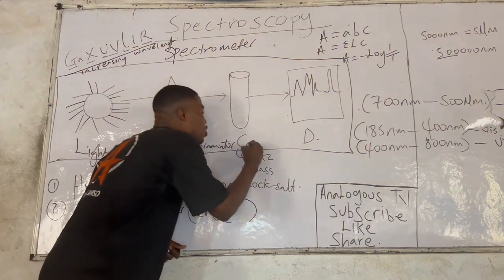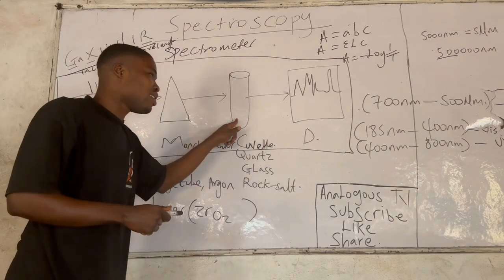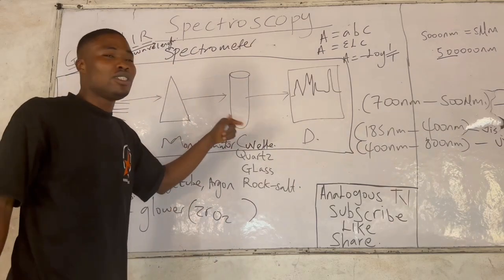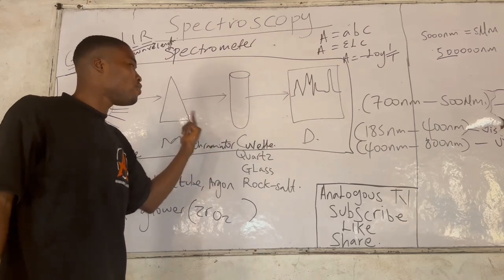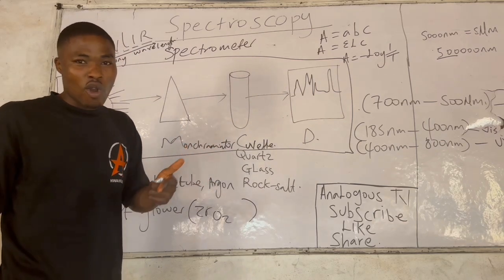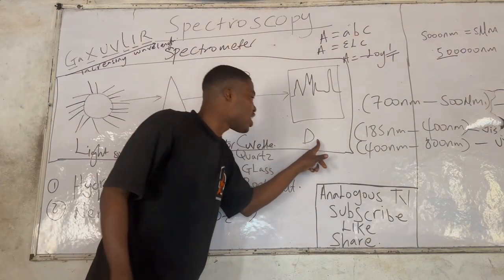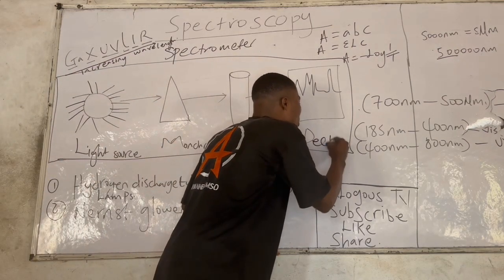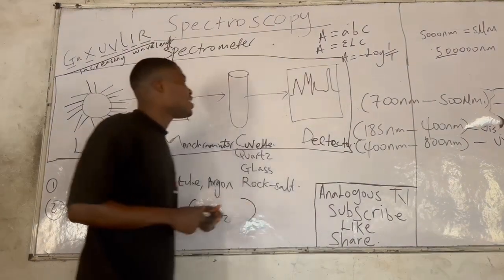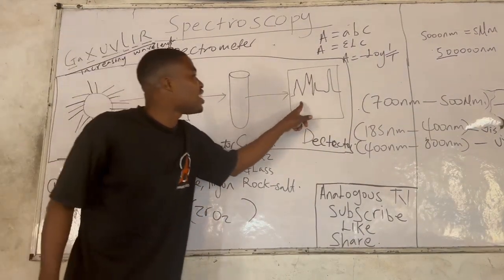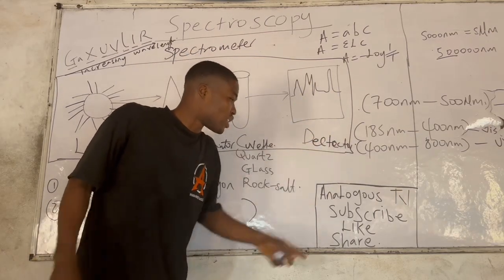Now, the next main part is the cuvette. The cuvette means the sample holder. The sample holder is made up of different materials, depending on the spectroscopy technique to carry out. Then finally, we have the detector. The detector detects the result, that way I can get my results, and the results are usually in peaks, depending on the spectroscopy technique we are carrying out.